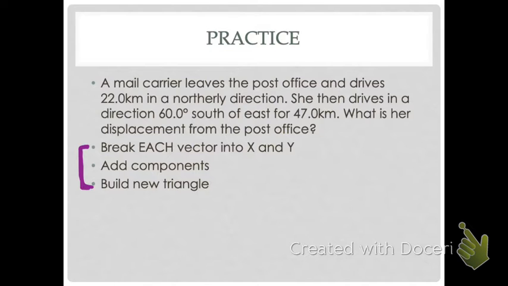Step 1 for vector addition is always going to be to break each vector into its x and its y components. And that's what we worked a lot with yesterday, right? Using sine and using cosine to break those vectors into its components. That's step 1. Step 2 will be to add all of our components together. So that means we're going to add all of our x's together, and we're going to add all of our y's together so that we know what are the components of my resultant vector. Right? That's the goal there.